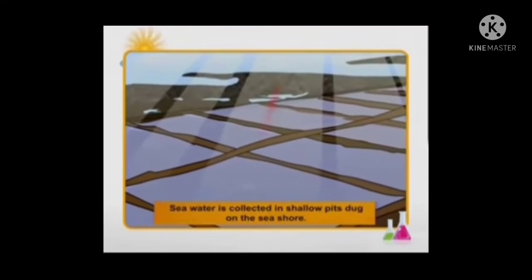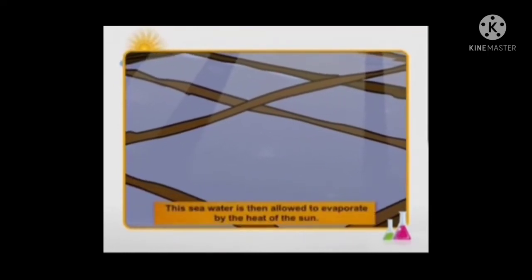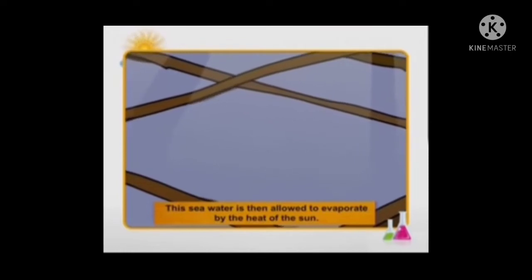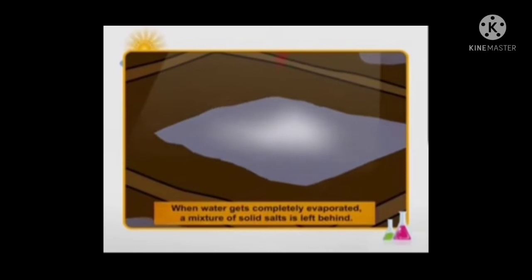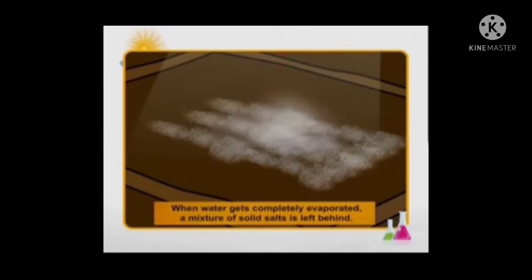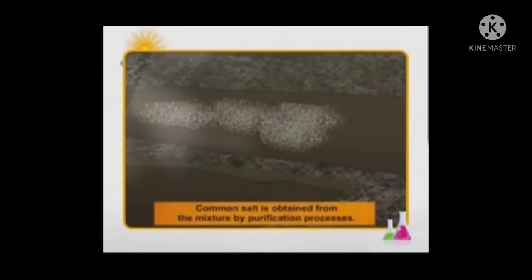To start with, seawater is collected in shallow pits dug on the seashore. This seawater is then allowed to evaporate by the heat of the sun. When the water gets completely evaporated, a mixture of solid salts is left behind. Common salt is obtained from the mixture by a further purification process.